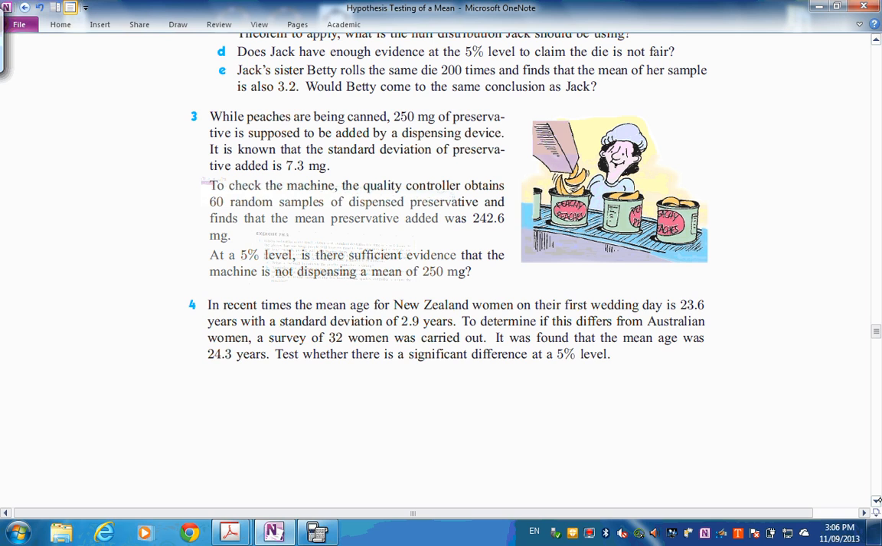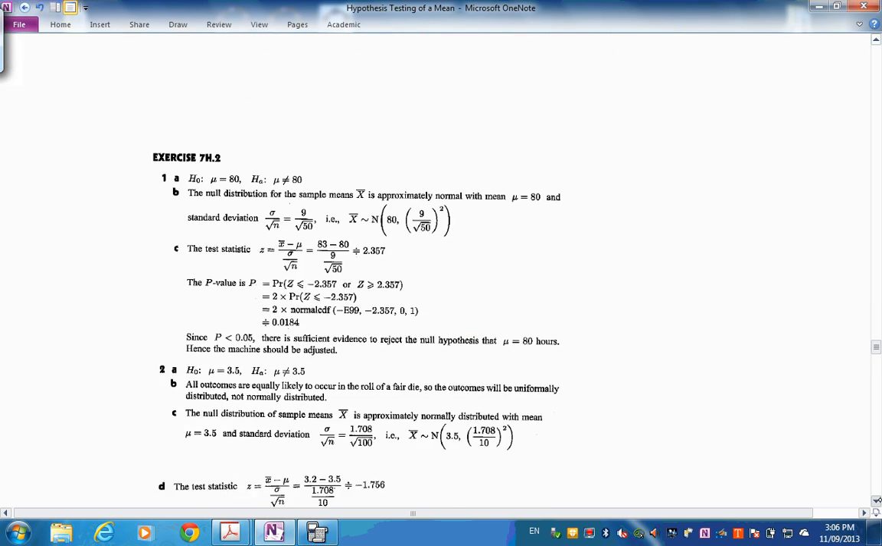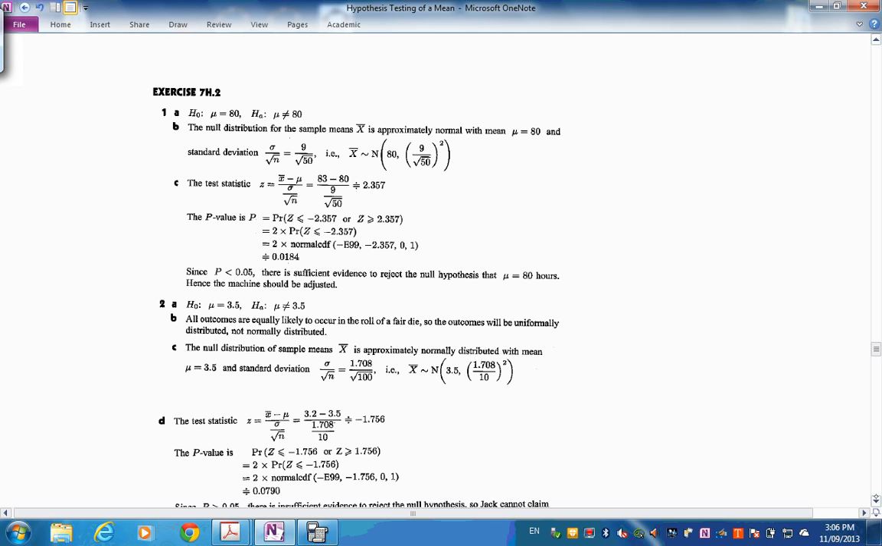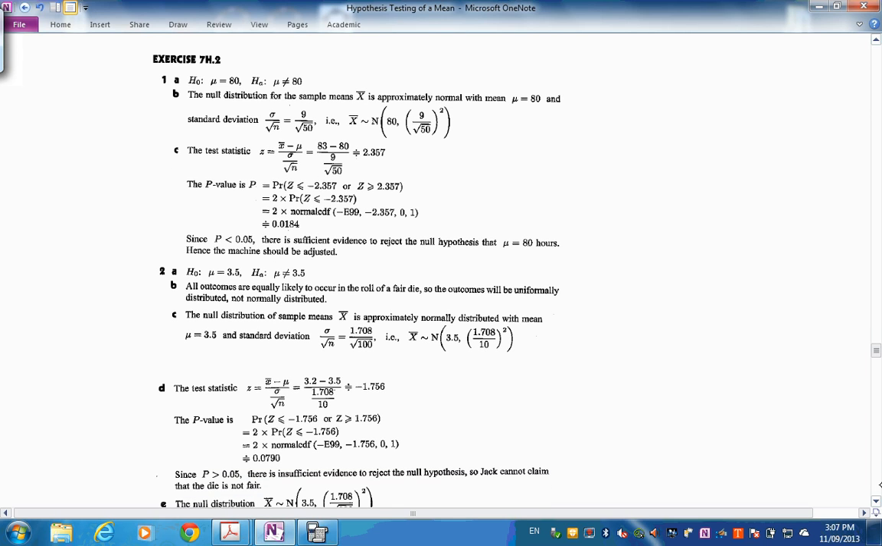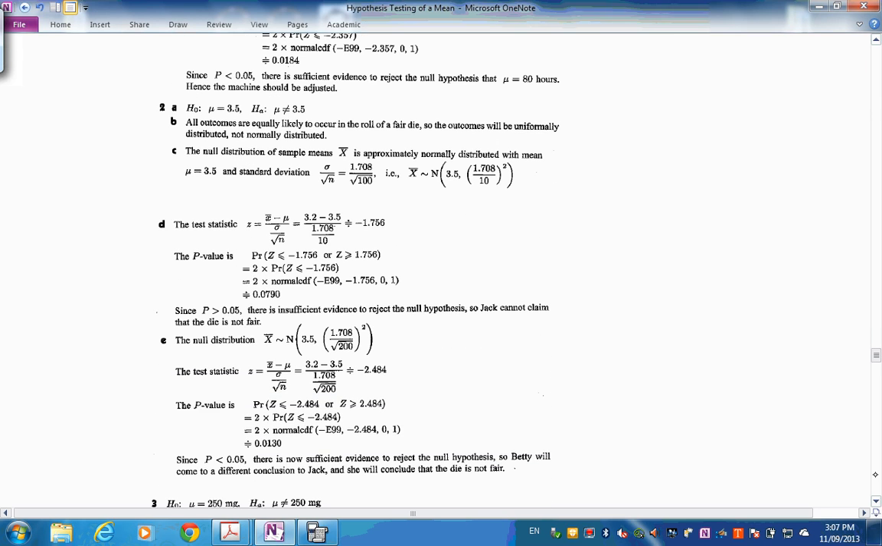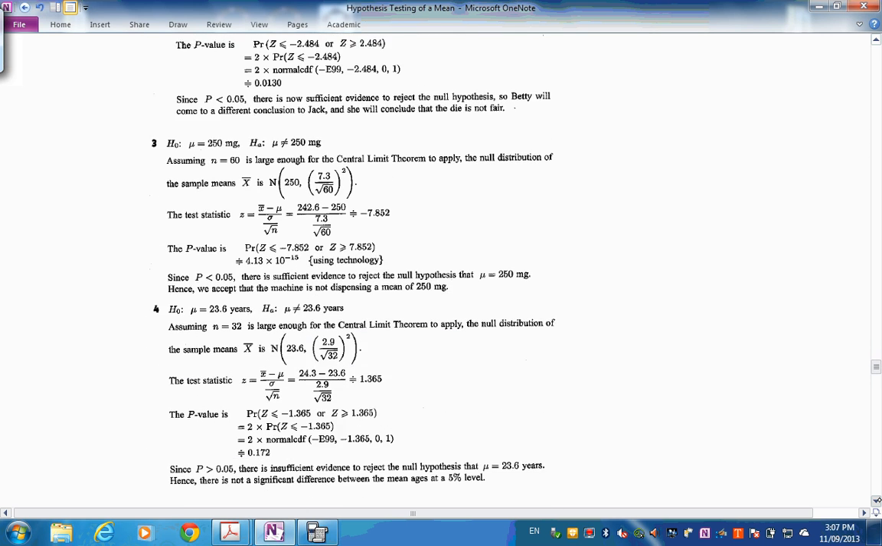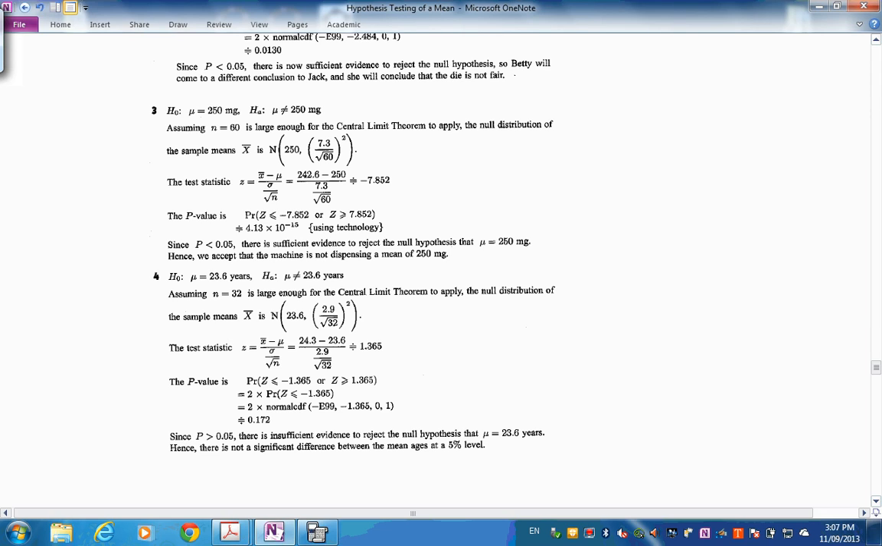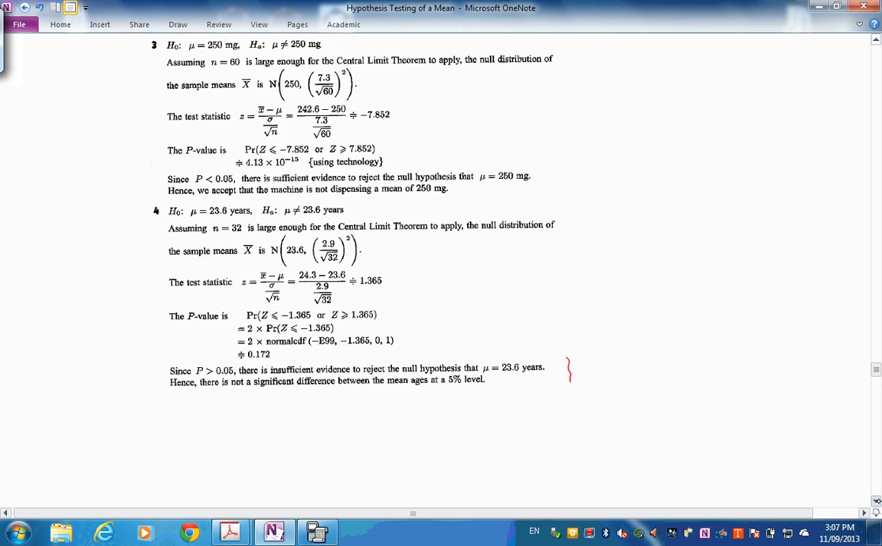Okay, let's have a look at the solutions. 1 and 2. We'll go up a bit more, see if we can get a bit more of 2 in there. And that's the rest of 2. And 3 and 4. Okay, I like their comments here about insufficient evidence to reject the null hypothesis. That's very good. All right, come on down, a little bit more to do.